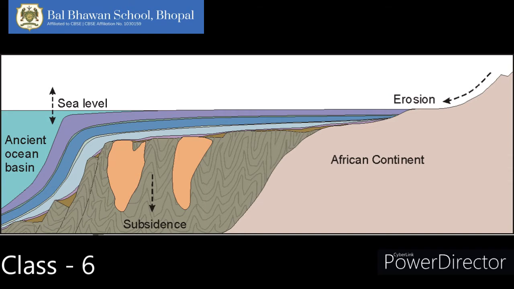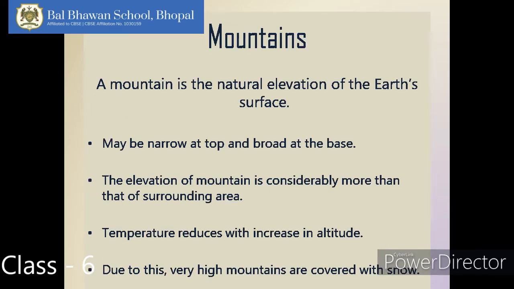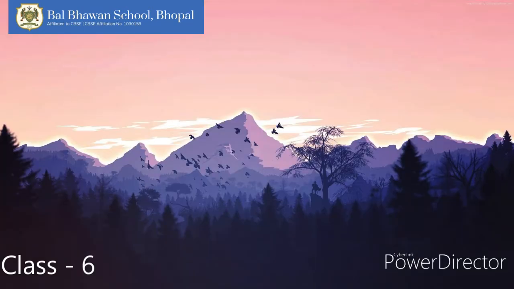The deposition of materials results in rebuilding of the Earth's surface. It also results in the surface getting elevated. Wind and water are the main agents of deposition. Now that we know what landforms are and how they are formed, let us move on to the first landform that we'll be studying today, the mountains.